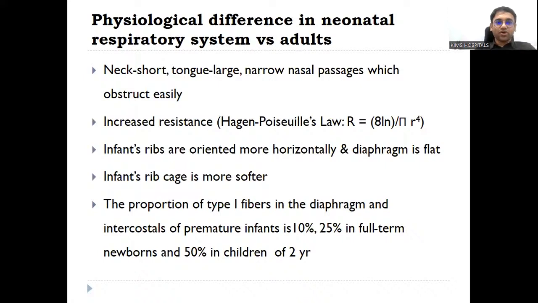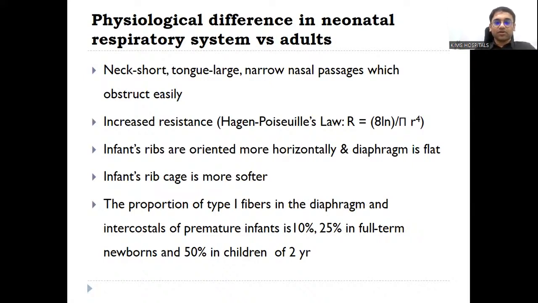The newborns have a very short neck with a large tongue and narrow passages which can obstruct the airway easily. The resistance is inversely proportional to the fourth power of the radius. These already have a small radius in the airways, and any further compromise because of any secretions or infection can increase the airway resistance out of proportion, nearly to the power of 4.